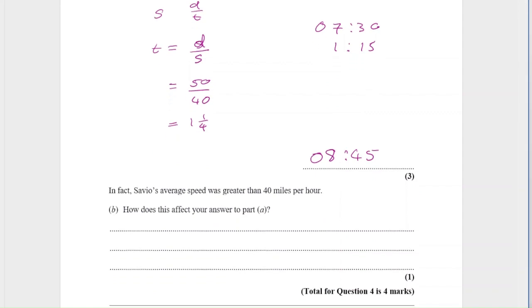In fact, his speed is greater than that. How does that affect your answer to part A? So we'd be dividing by a larger number, so we'd get a smaller number here, so it would take less time. It would take less time, so he would arrive earlier.